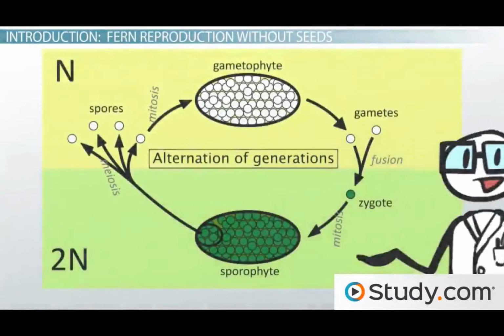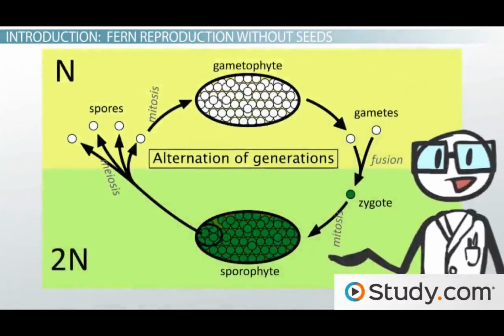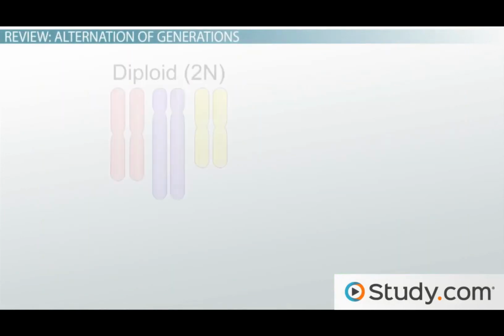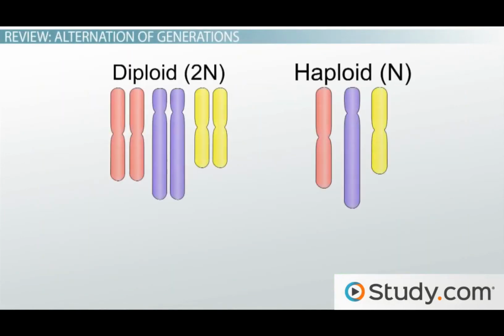We already know that many plants go through a life cycle that alternates between diploid and haploid, but let's review some basic aspects of this before looking at how ferns go through this process. This alternation of generations is a life cycle that includes both diploid and haploid multicellular stages.